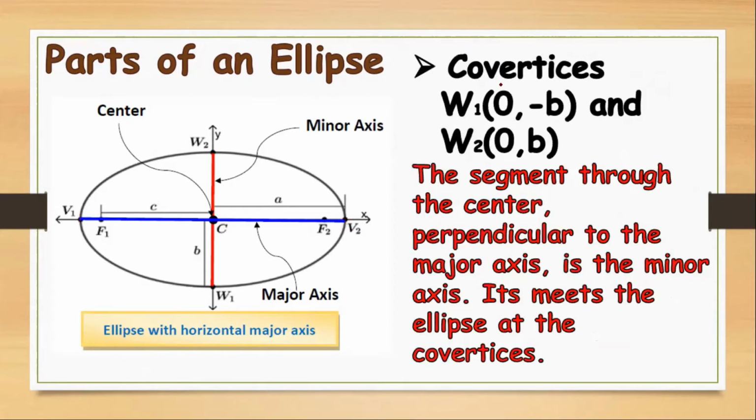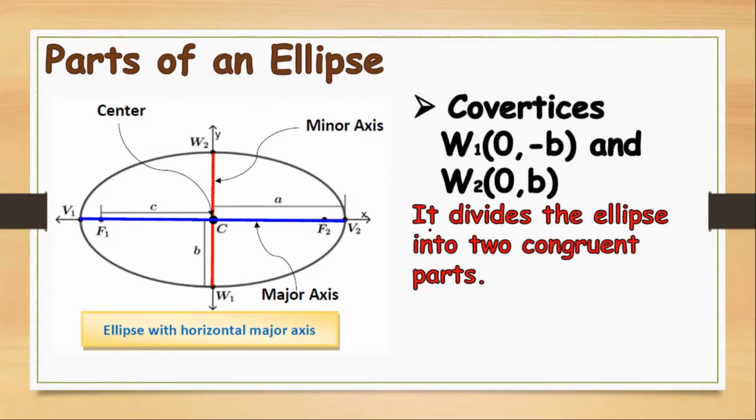Let's also have these co-vertices. Co-vertices are your points W sub 2 and W sub 1. And they are represented in coordinates as (0, negative b) and (0, b). It is the segment through the center perpendicular to the major axis and is called the minor axis. It meets the ellipse at its co-vertices. It also divides the ellipse into two congruent parts, the right part here and the left part.